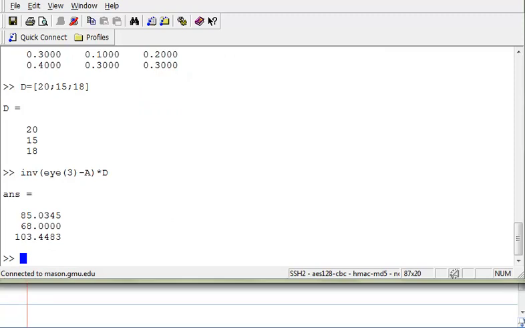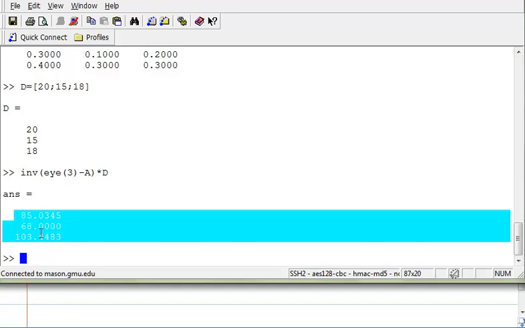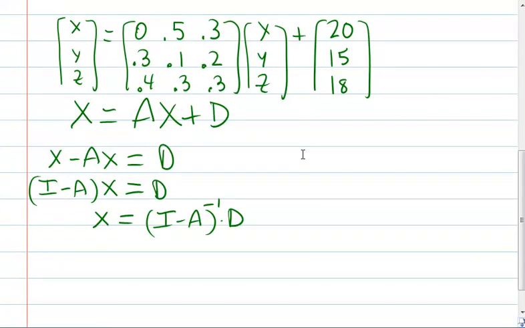I have my solution to the input-output problem. It is $85,034.50, 68,000, and 103,448.30. And I can take that and just copy it and put it back on my screen right here. Hopefully it's not going to be too small. And this is going to be in thousands.